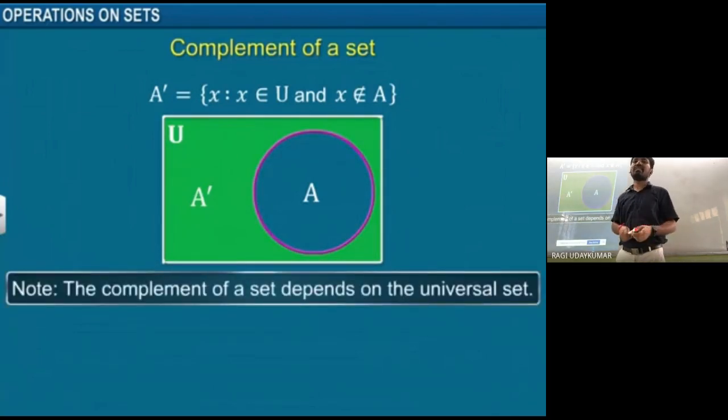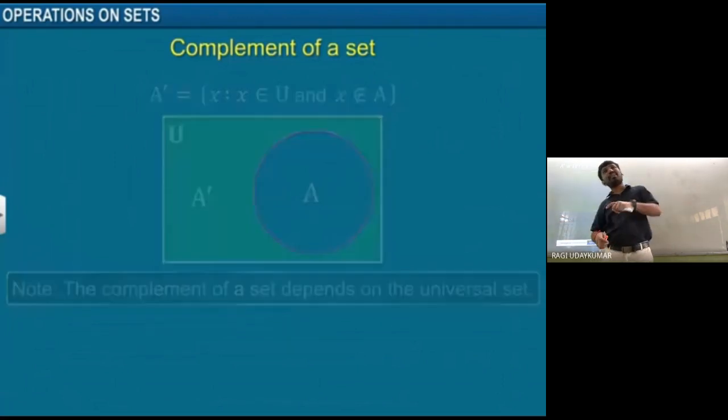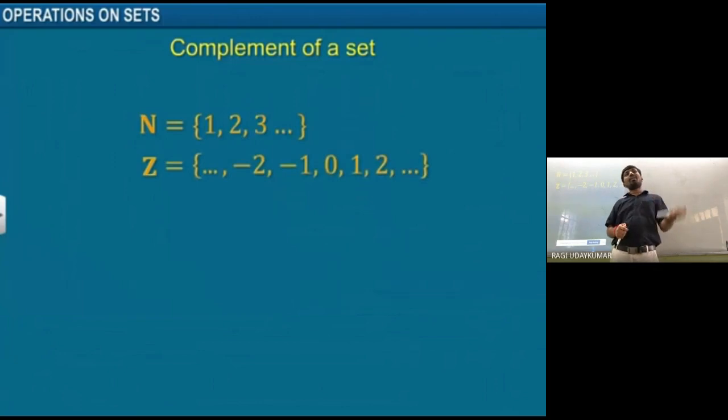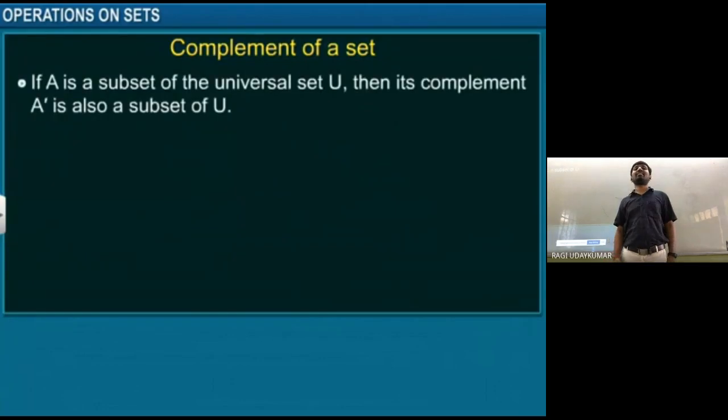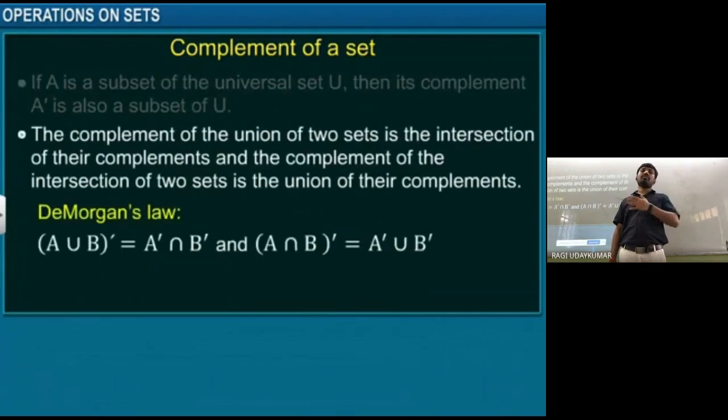So the complement of a set depends upon the universal set. If the universal set is the natural number set, you get one result; if it is the whole number set, you get another type. So A complement is equal to U minus A, the universal set minus A. Any universal set can be taken into consideration. If Z, the integers, is taken, then you get a different result. A is a subset of the universal set, and its complement A dash is also a subset of it.